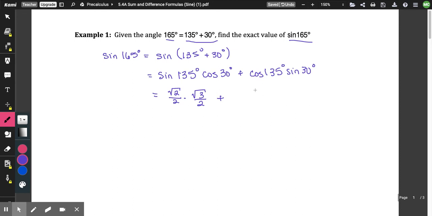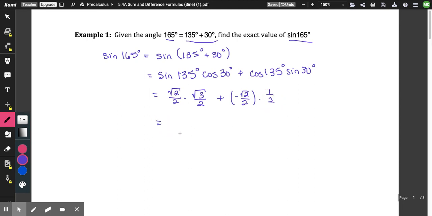Next, I've got cosine of 135 degrees, so that's in quadrant 2. Cosine is negative in quadrant 2, so I'm going to go ahead and write down my negative. And the reference angle for 135 degrees is 45 degrees, so that would be root 2 over 2. And then sine of 30 degrees is 1/2.